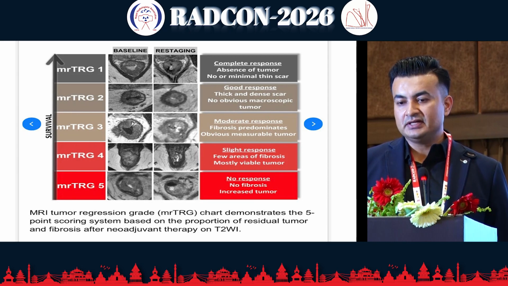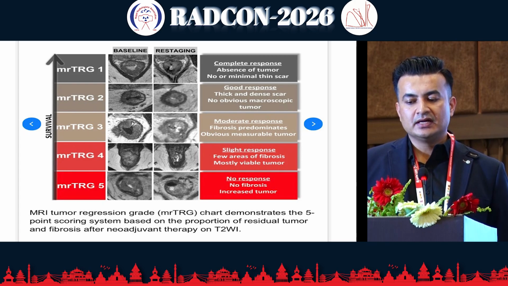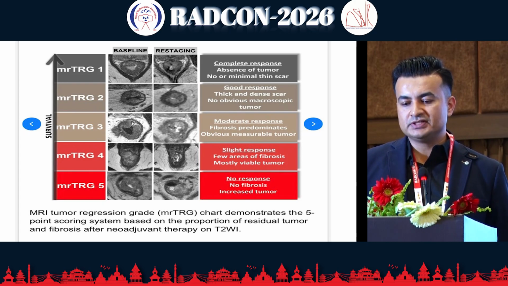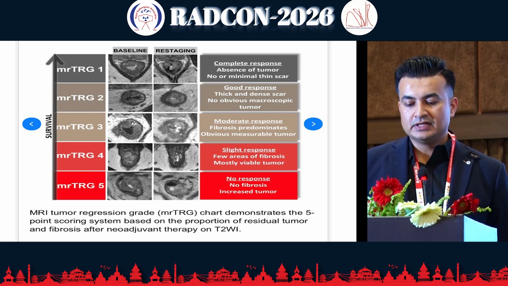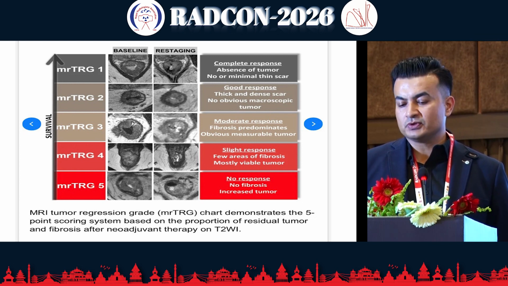So this is the grade where MRTRG1 is when there is no tumor at all. We use T2 and diffusion weighted images. We see no restriction at all. MRTRG5, where there is no response at all, so the entire tumor is left. We talk about 2, 3, and 4.